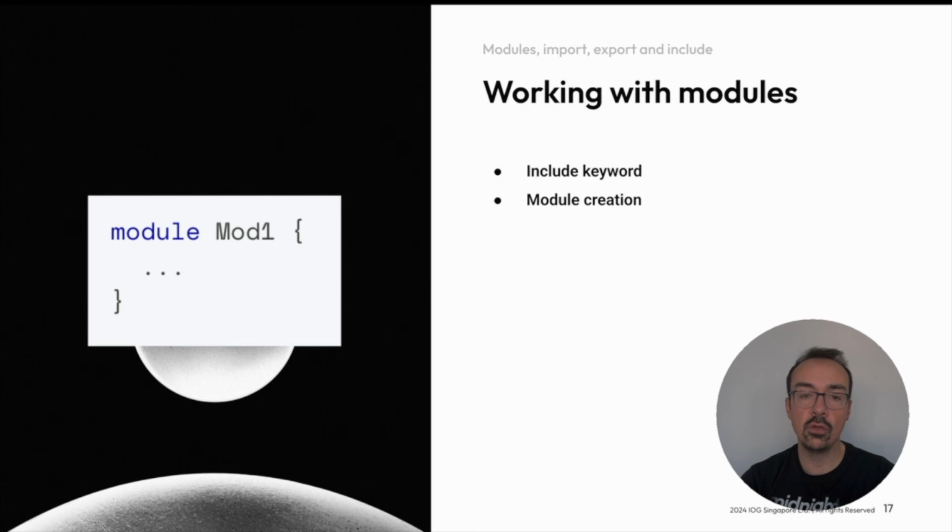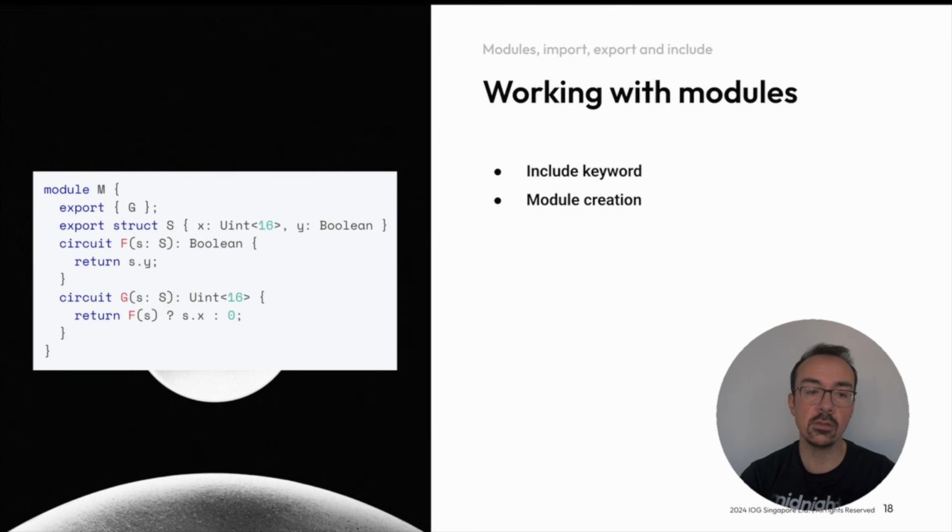So you use the module keyword, you name your module. Once again, the convention is to use the first character in uppercase for the name of the module. You open curly braces, and inside the module you can write code as if you were writing any other Compact code in your main file. So for example, that's a module. As you can see, there are two circuits. So they are akin to functions in Compact. Here we also export some things from the module, and the circuits are going to be available with the dot notation after the name of the module.